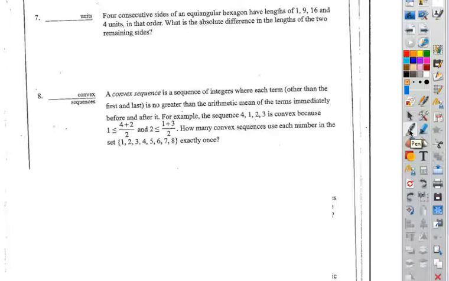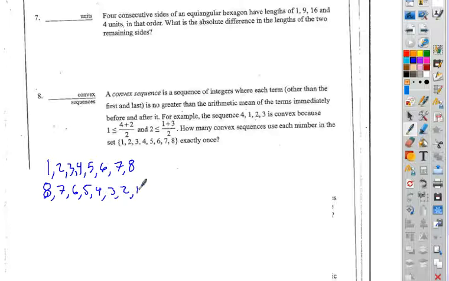I have to have my 7 and 8 there for the most part, but we'll get to that. And so I'm only allowed to use these numbers. So clearly this is a convex sequence because the average of 6 and 8 is 7, the average of 1 and 3 is 2. So this works. So we know that 1, 2, 3, 4, 5, 6, 7, 8 is going to work. And since that's going to work, the opposite is also going to work: 8, 7, 6, 5, 4, 3, 2, and 1.